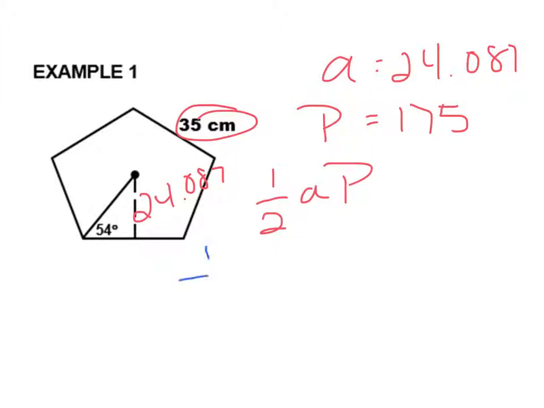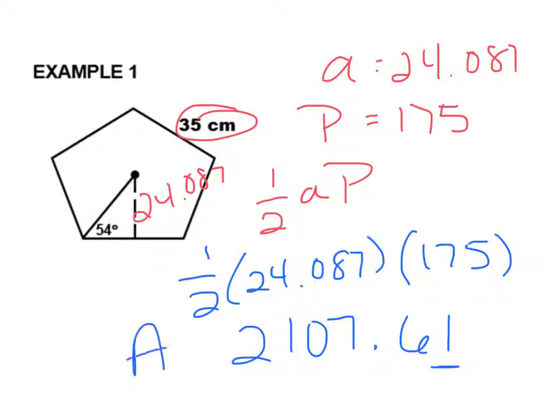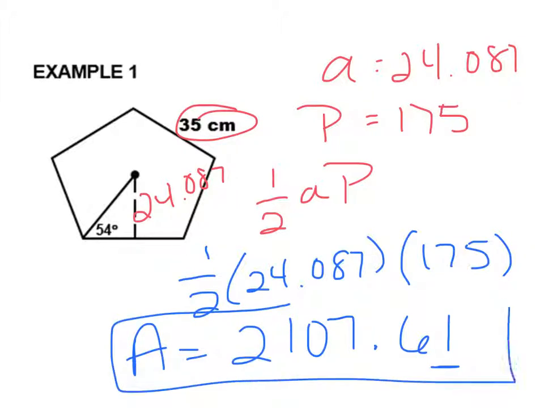So now what we can do is just plug it into our formula, 1/2 of the apothem times the perimeter. So we're going to say 1/2 of 24.087 times 175, which is 2,107.61. And we're going to round to the nearest hundredth. So our area of this pentagon is 2,107.61 centimeters squared.